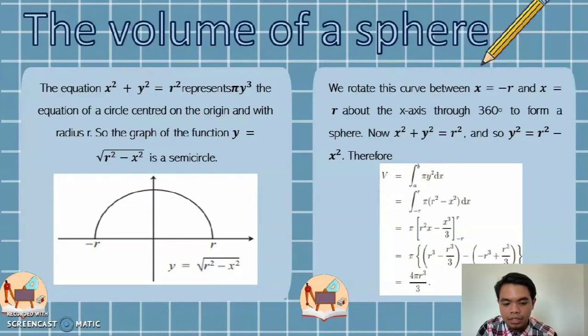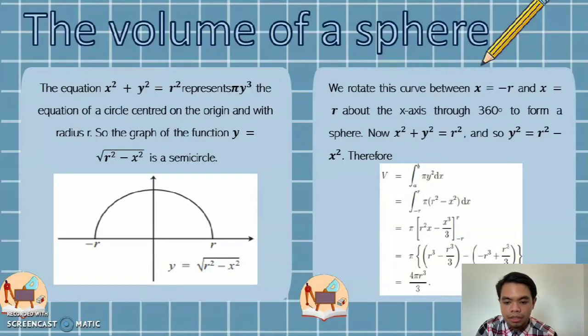So you can see on the graph there's negative r, the semicircle curve, and r. This graph is y equals the square root of r squared minus x squared. Next, we rotate the curve between x equals negative r and x equals r about the x-axis through 360 degrees to form a sphere.